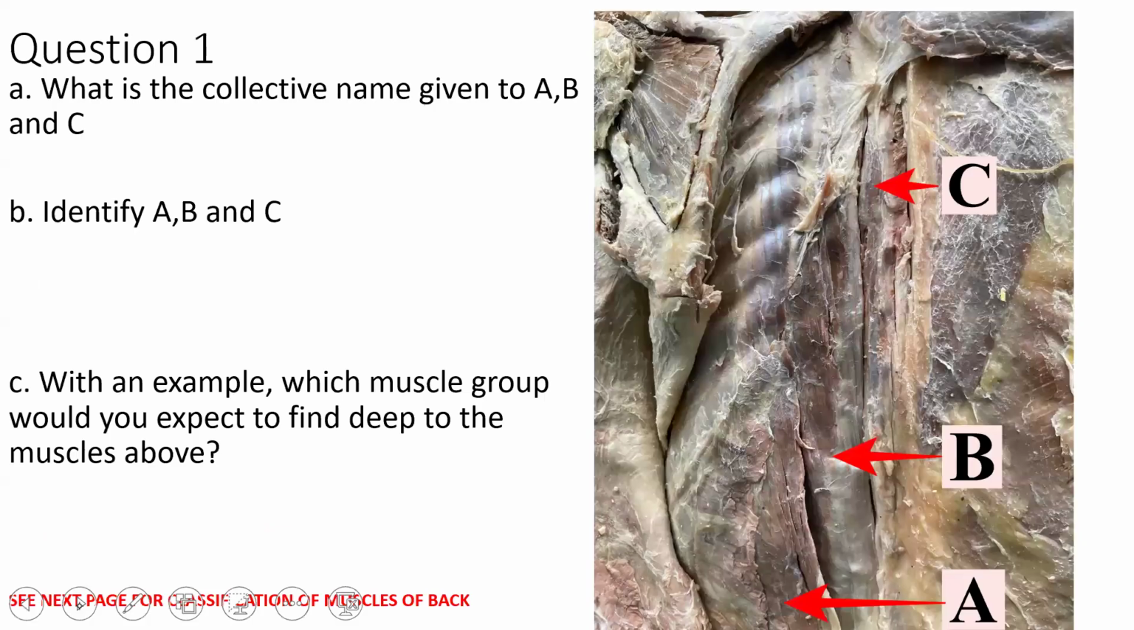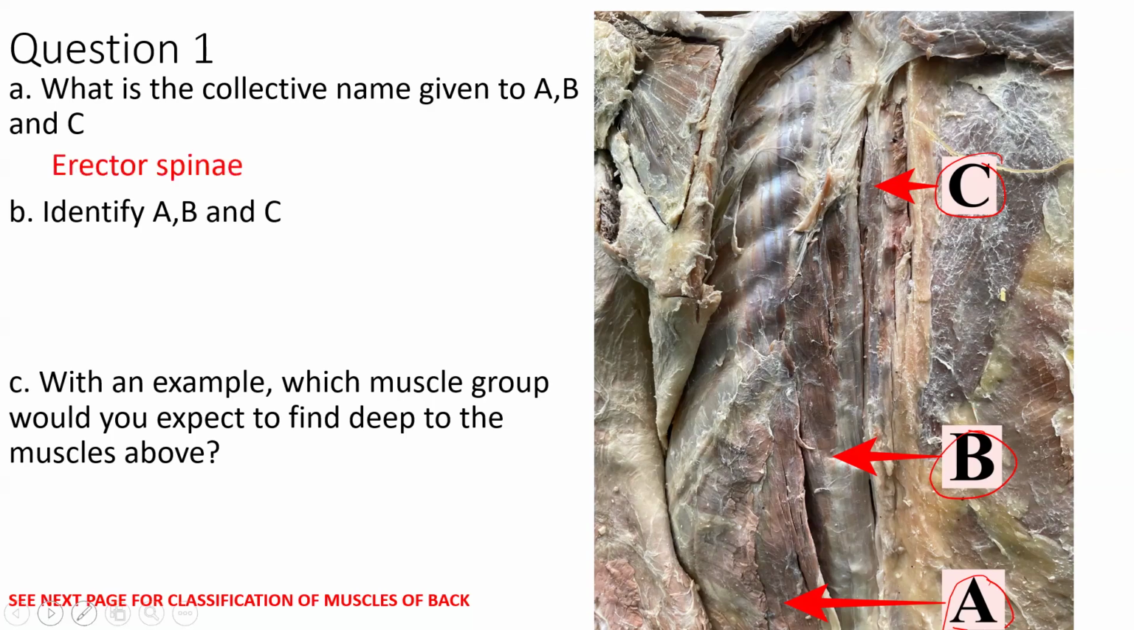Now, the first question is testing your knowledge of the back. It asks what is the collective name given to the following structures, structure A, B, and C. Those are three muscles which are found on either side of the spine and they erect the spine. So the collective name of that muscle is the erector spinae muscle.